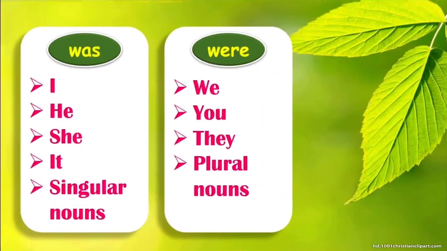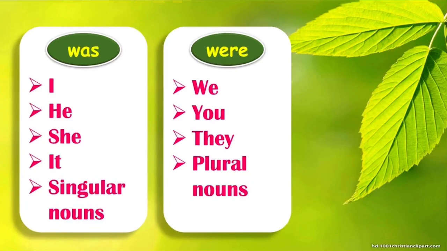Moving on. Was and were. Was and were are used when the sentence is in past tense. Was is used with I, he, she, it and singular nouns. Were is used with we, you, they and plural nouns.